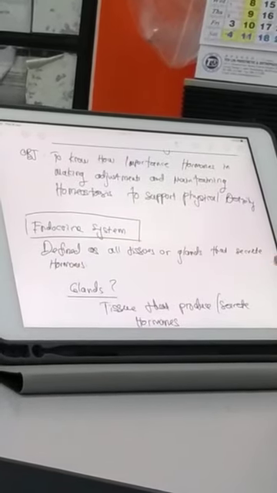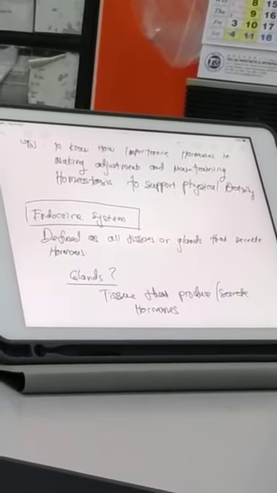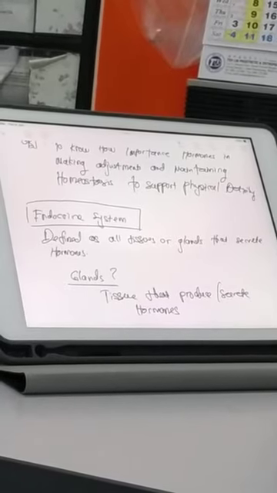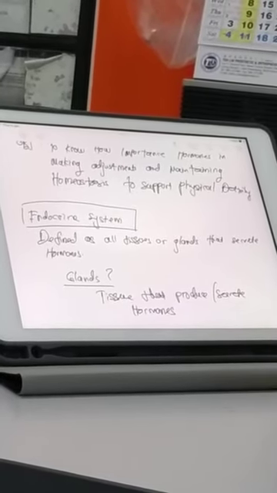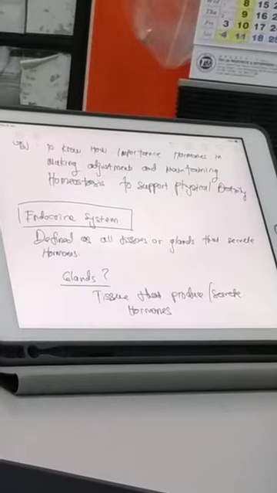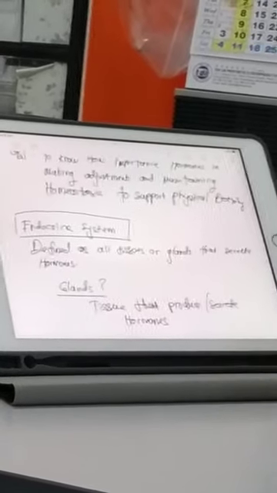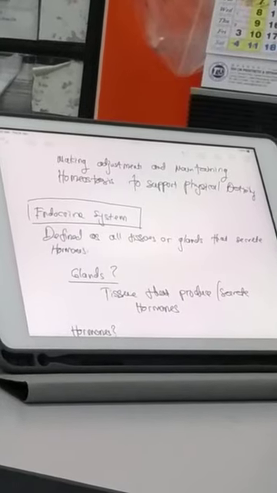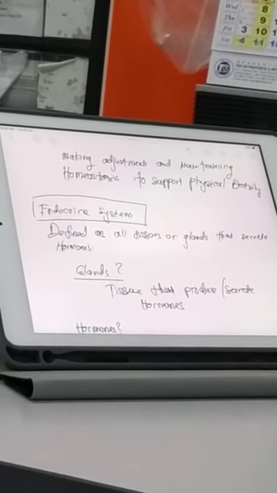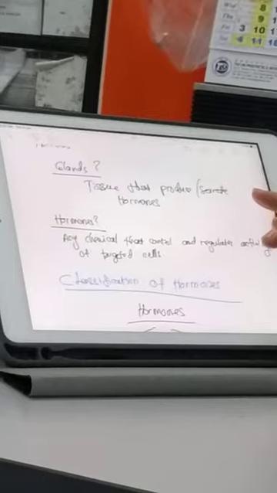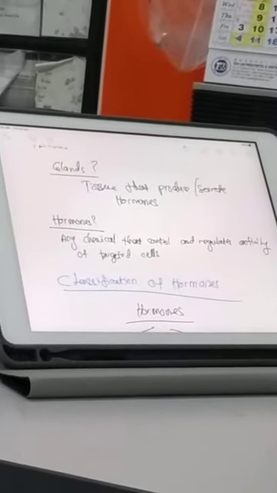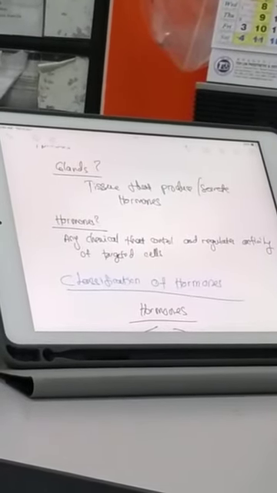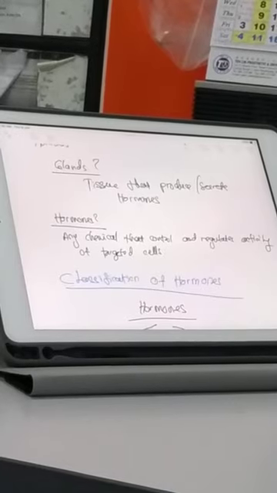So first of all, what is the definition of the endocrine system? It is the system of glands, tissues or glands that secrete hormones. A gland is a tissue that can produce or secrete hormones, while hormones are any chemical secreted by the glands that control and regulate the activity of the target cell.